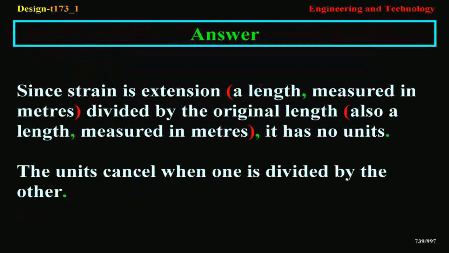Exercise 9. What are the units of strain? Answer: since strain is the extension, a length measured in meters, divided by the original length, also a length measured in meters, it has no units. The units cancel when one is divided by the other.